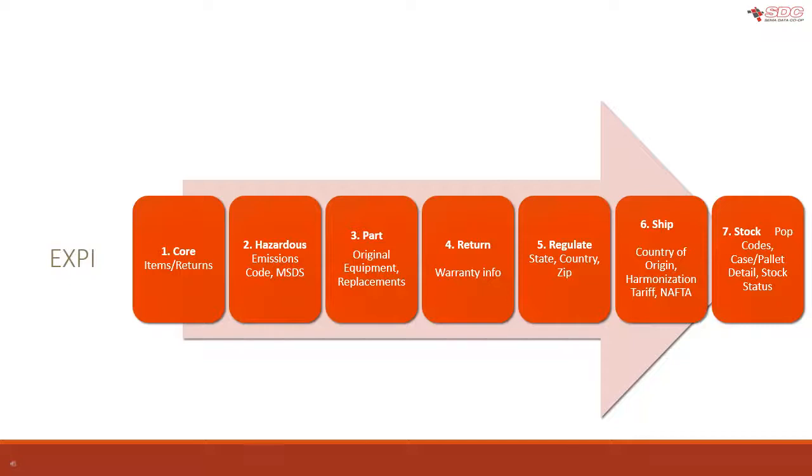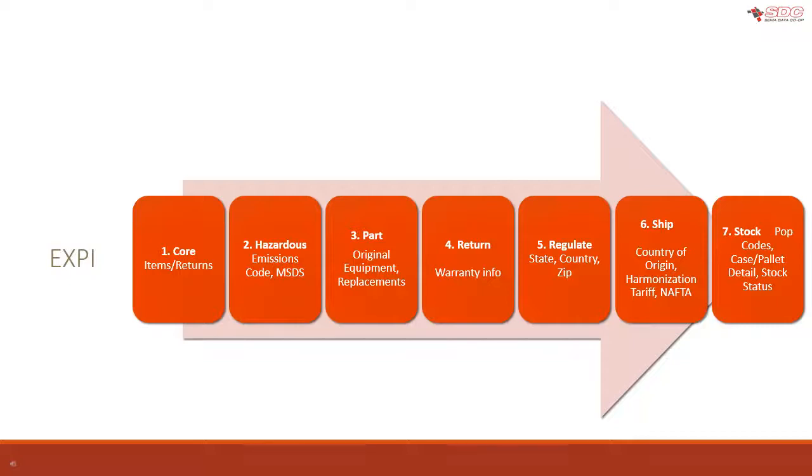This next segment is the EXPI, the Extended Product Information segment. And here you see that there's 7 different groups of information that can be organized under this segment that can show a lot of deep detail related to each area. The first area is core, and this is for items and returns on your product if there's a core requirement. The second one is hazardous. This would include items like your MSDS sheet or emissions flags, things like that.